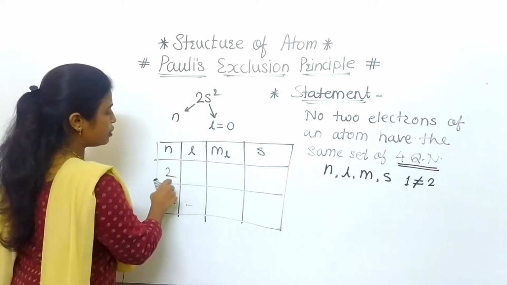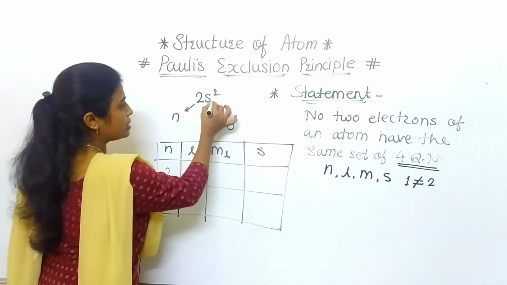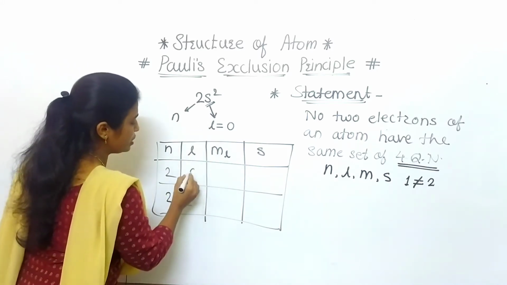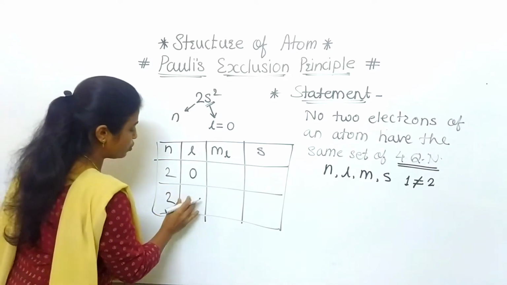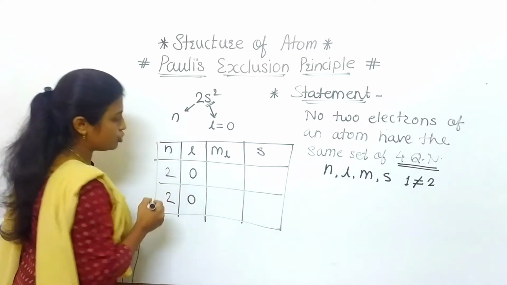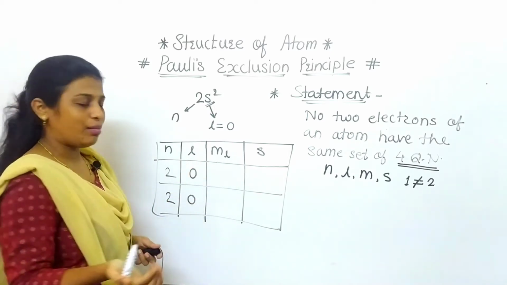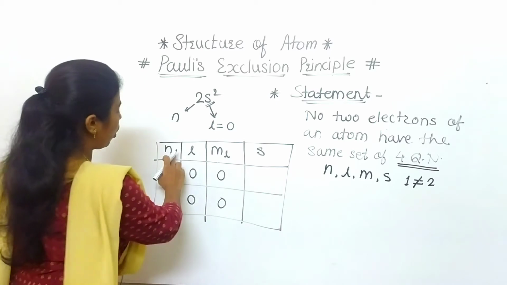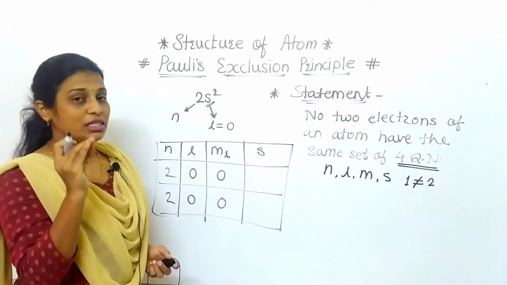If n is equal to 2, then what about l? l is equal to 0, because this is the s subshell. That's why the l value is 0. The second electron is also in the s subshell, so its value of l is also 0. If l is 0, then what about ml? ml is also 0. Here all of n, l and ml, these three quantum numbers, have the same value.